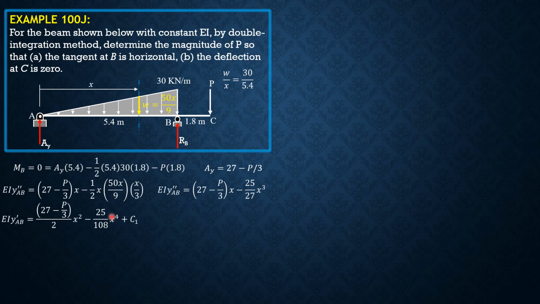There is slope at A, but there is no C sub 2 because when x is 0, y at A is 0. Integrate again, EI Y AB is equal to quantity 27 minus P over 3 times x cubed over 6 minus 5 x to the 5th over 108 plus C sub 1 x. Again, there's no C sub 2 because when x is 0, y is 0.